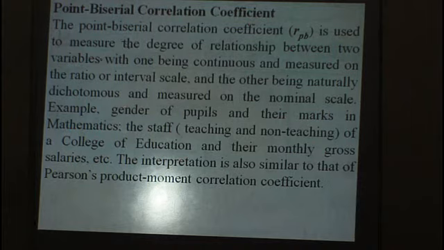Then you talk of the staff, that's teaching and non-teaching staff of a college of education, and their monthly gross salaries. You can see that the monthly gross salary of teachers is what? Continuous. Whilst the staff being teaching or non-teaching is also a natural dichotomy.